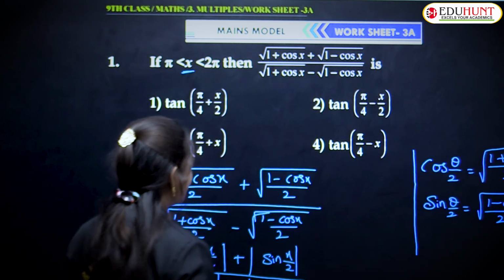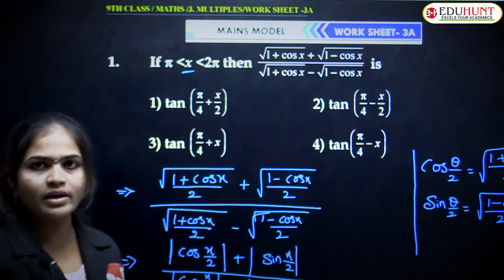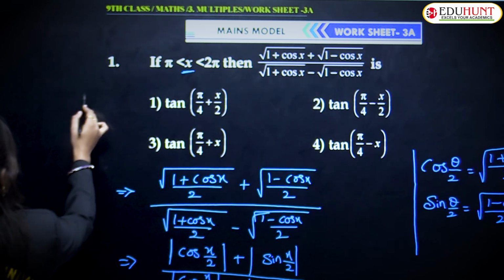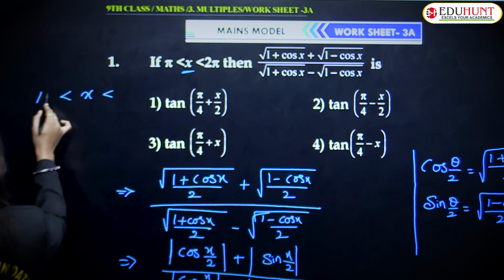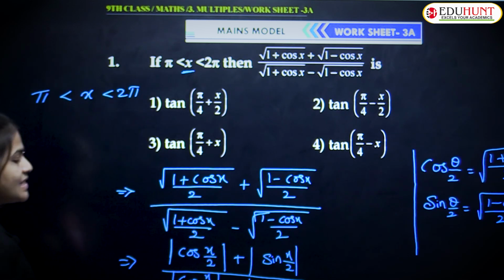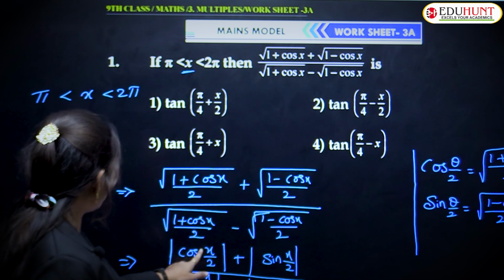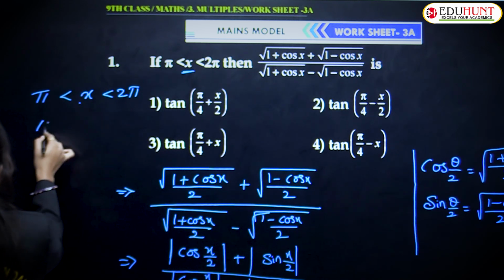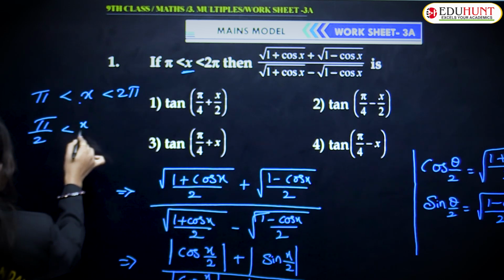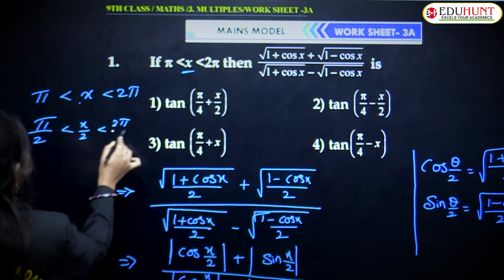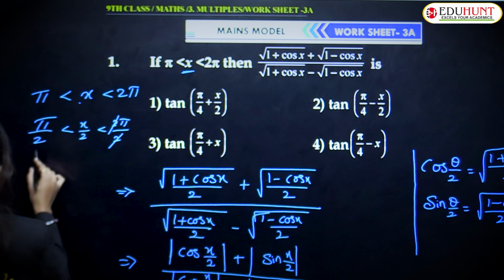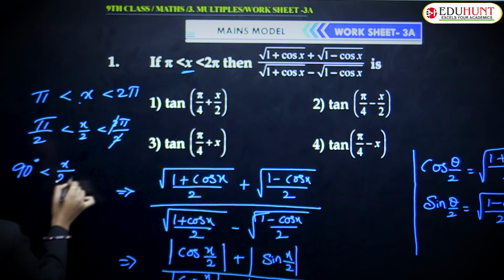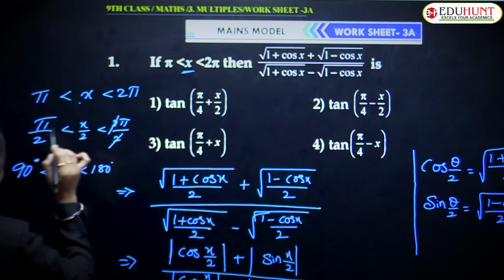So here we have written modulus. How do we know whether that is positive or negative? Here they gave one condition. What is that condition? x lies in between pi and 2 pi. But here x by 2 is there, so divide by 2. So pi by 2 is less than x by 2 is less than 2 pi by 2. The 2 pi by 2, the 2s get cancelled, and pi by 2 means 90 degrees. So x by 2 lies in between 90 degrees and 180 degrees.